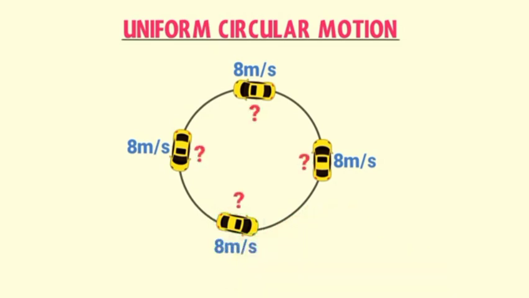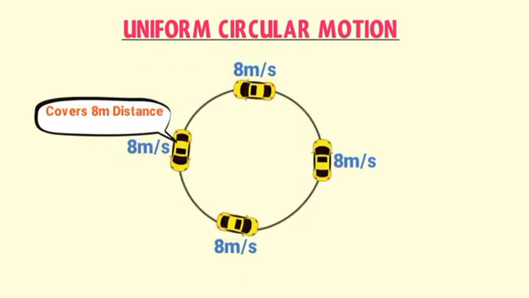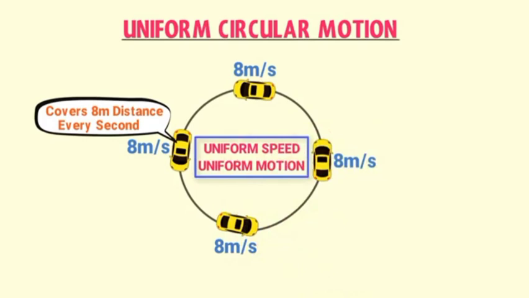Can you guess the type of motion of this car? I am sure you can. At each and every point, the speed of the car is 8 meter per second. It means that the car covers 8 meter distance every second. Or you can say that the car covers equal distance in equal interval of time. Hence, this car possesses uniform speed. Or one can say that the car is in uniform motion.